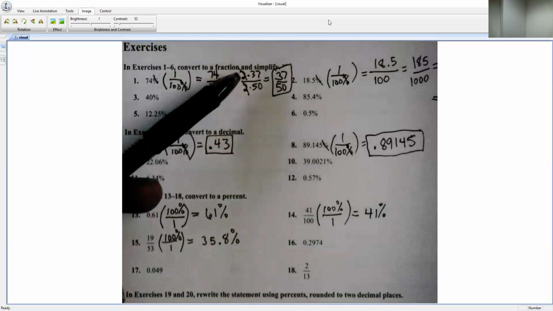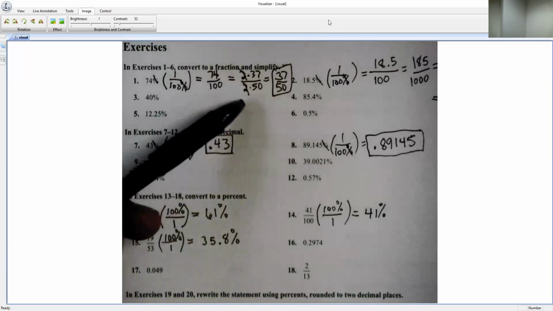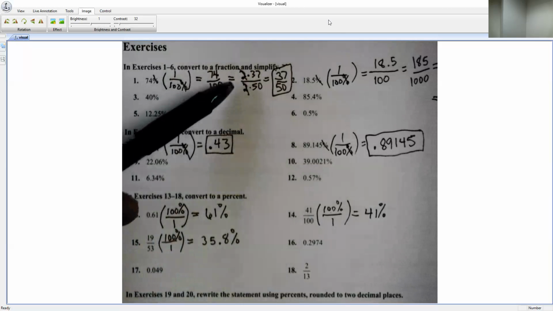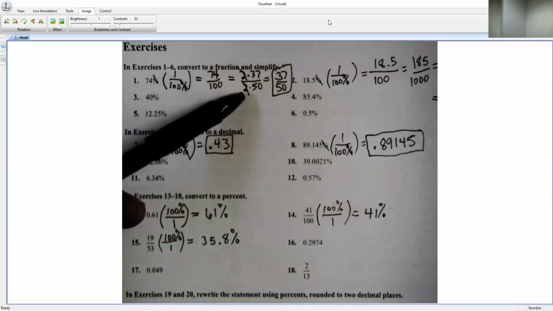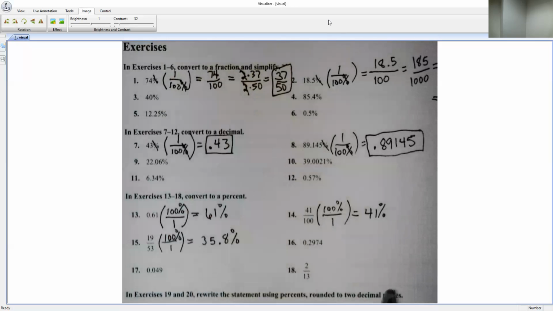And that gives us 2 times 37 and 2 times 50. And then the 2's will cancel out, because 2 divided by 2 is 1. So that leaves us 37 over 50. And since 37 is a prime number, we can't simplify that anymore. So we're finished. And that's all we have to do to convert a percentage to a fraction.